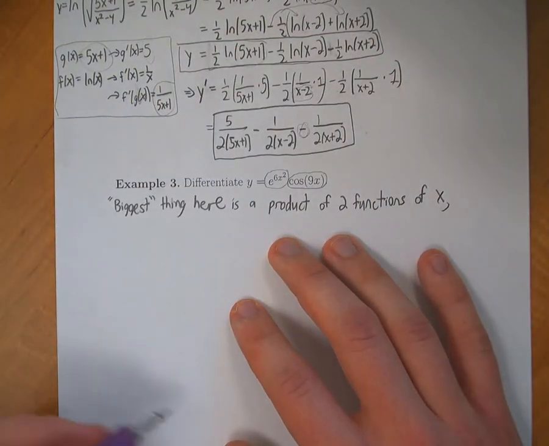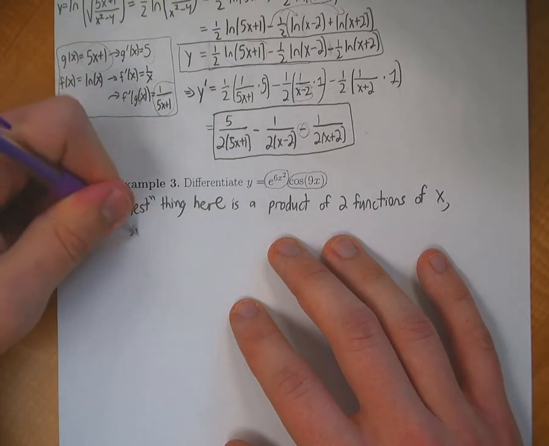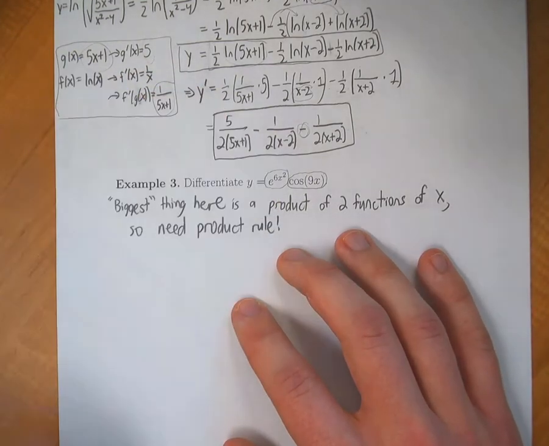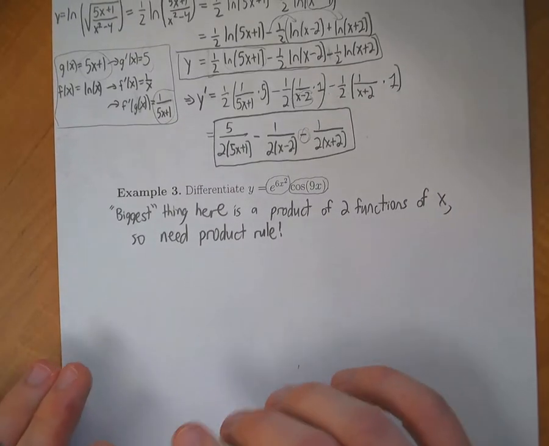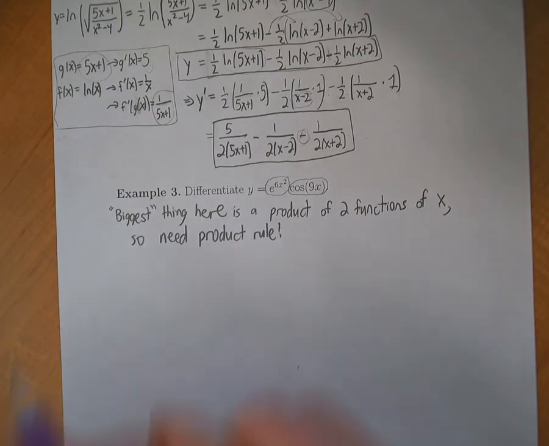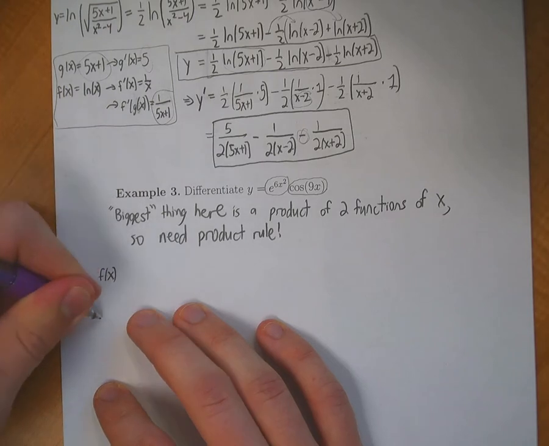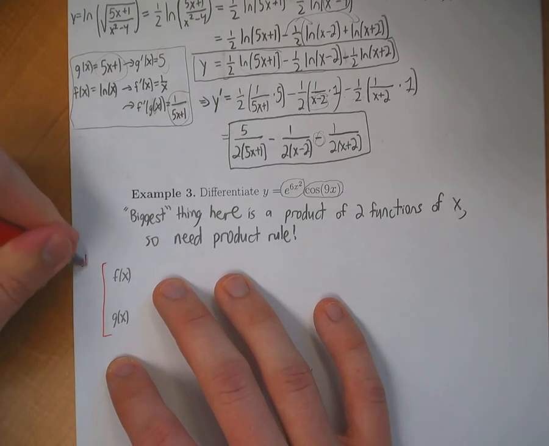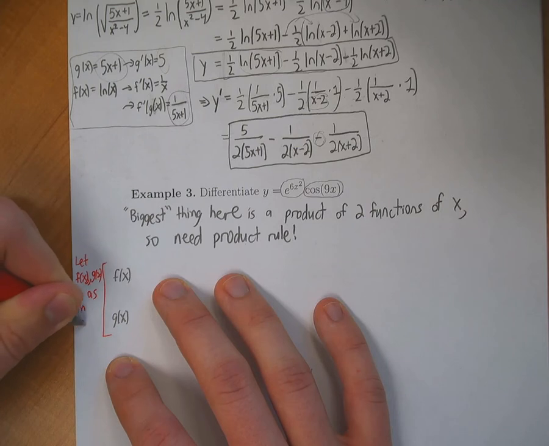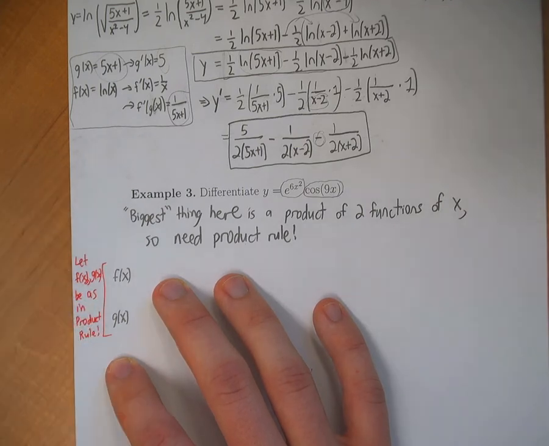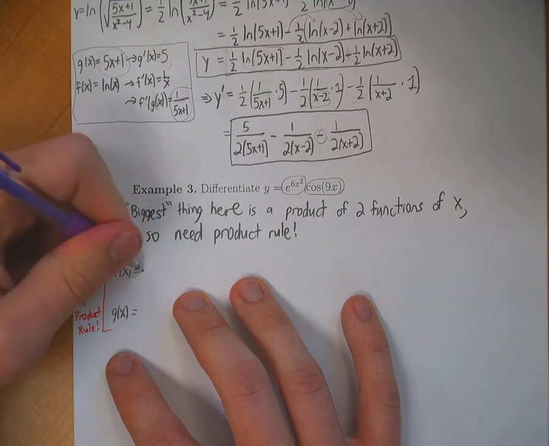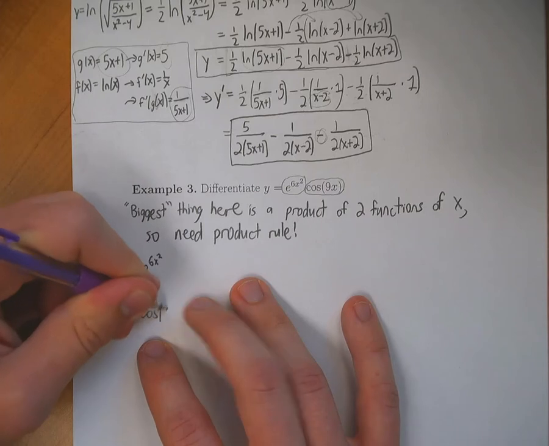So if that's the case, that should tell you that the biggest rule we need to apply here is product rule, if we wish to differentiate this. Okay. So in this case, let's let our f of x and g of x be as in the product rule. That should pretty quickly tell you that the two functions f and g in this case will be e to the 6x squared and cosine of 9x.